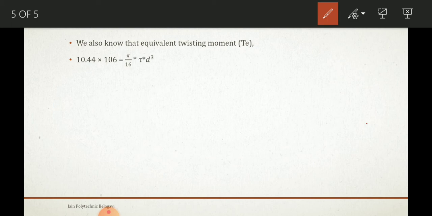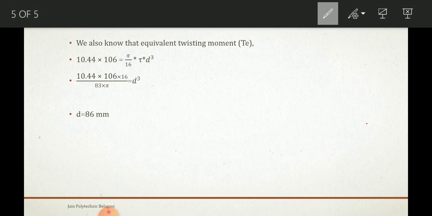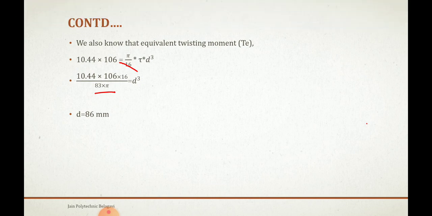On substitution, what we'll get? This is what the substitution is. I'll transfer the 16 to this side and tau and pi to this side. So at the end you will get the diameter of the shaft equal to 86 mm.